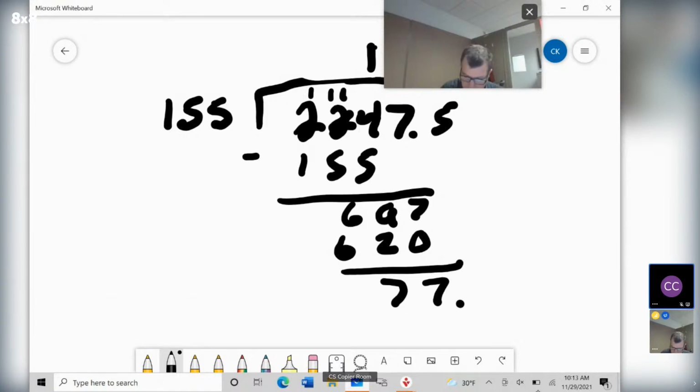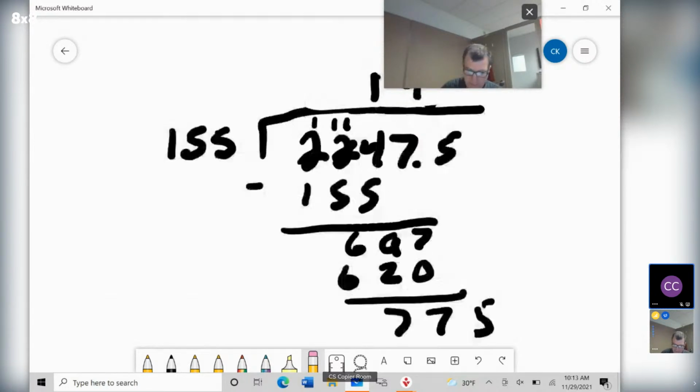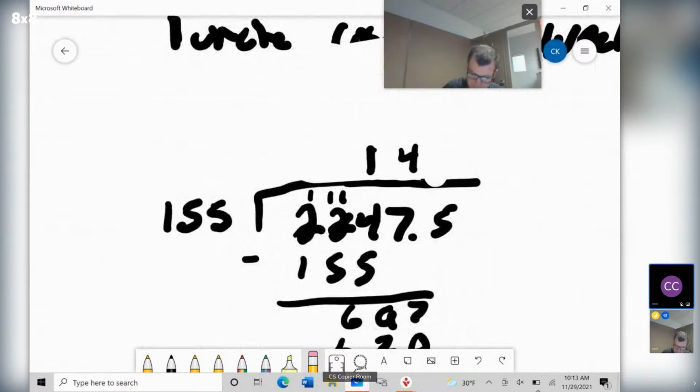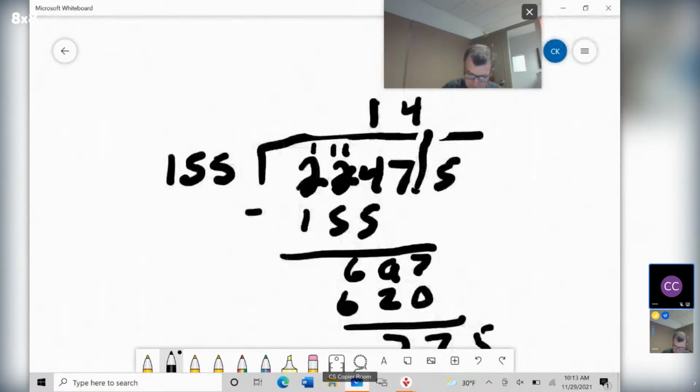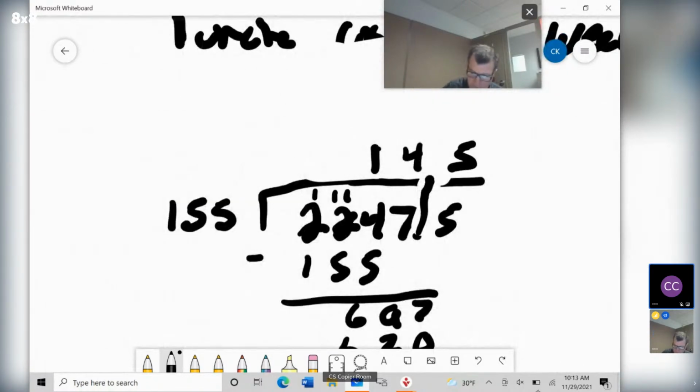5 down. And how many times does 155 go into 775? We can get this decimal out here, I'm sorry. That would be 5 times. But remember, we brought this decimal up. So 155 goes into 775 5 times. So what we found out is it's 14.5.